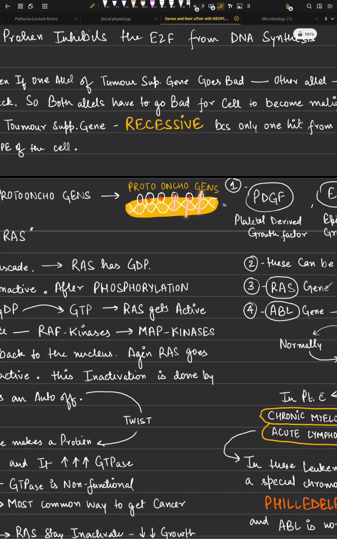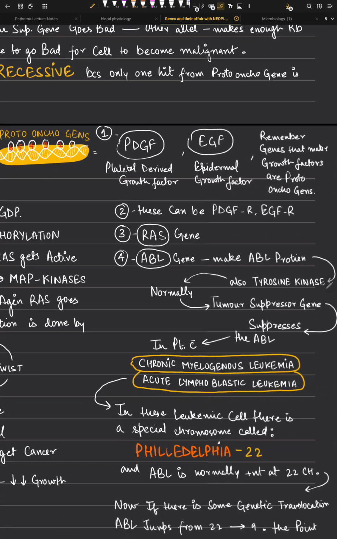So we have six kinds of genes. The first is PDGF, platelet-derived growth factor. Second is epidermal growth factor, EGF. These can be PDGF receptors or EGF, epidermal growth factor receptors. Remember that genes that make growth factors are proto-oncogenes. Third is RAS genes. Fourth is ABL genes. They make something called ABL protein.